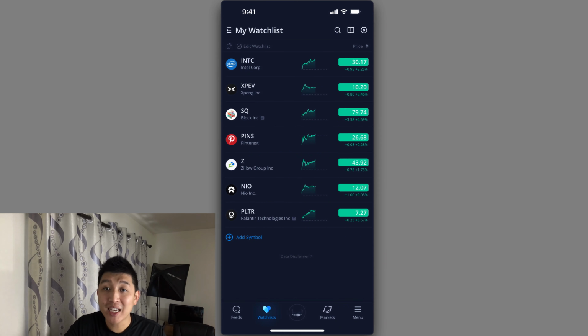So today I want to show you guys how to set up a group order, and this is going to be on the Webull app. The desktop version doesn't seem to have this order in place, but this is going to be specifically for the limit plus take profit slash stop loss order.